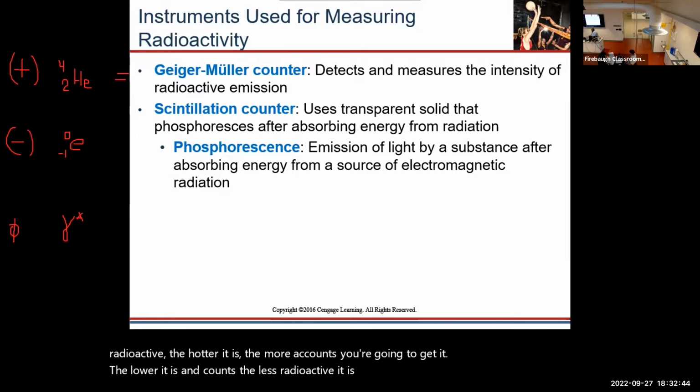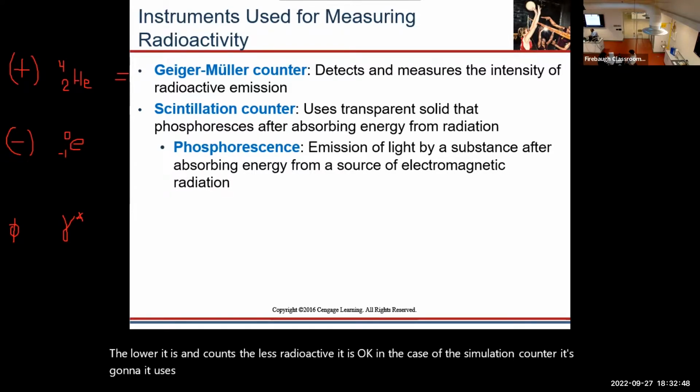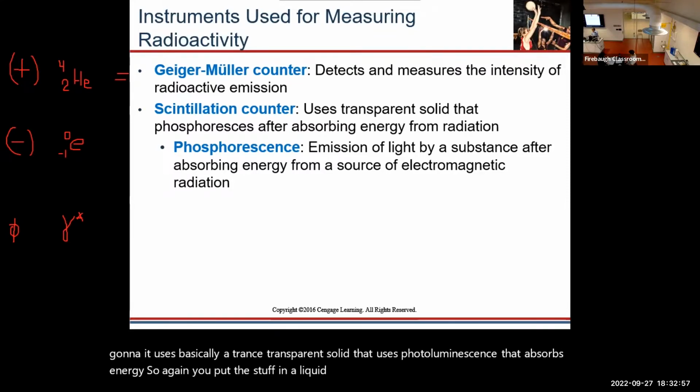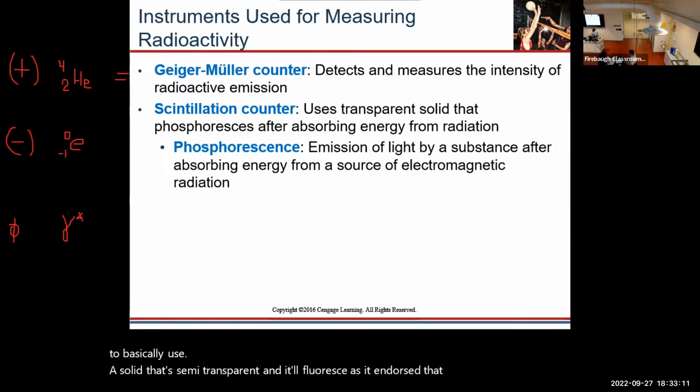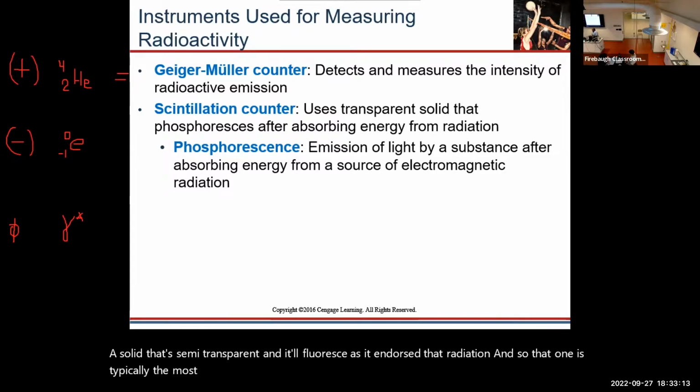In the case of the scintillation counter, it basically uses a transparent solid that uses photoluminescence to observe. So again, you put the stuff in solution and it's a radioactive sample, and it's going to use a solid. So that was typically the process. The Geiger counter is a ballpark figure, so with the scintillation counter we can count a lot more specifically.